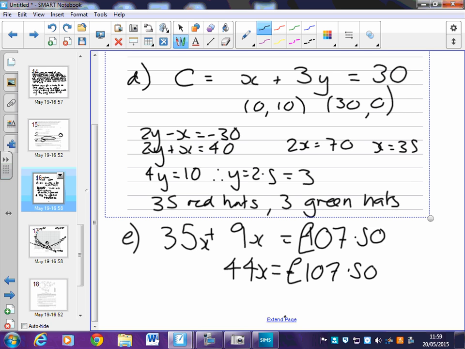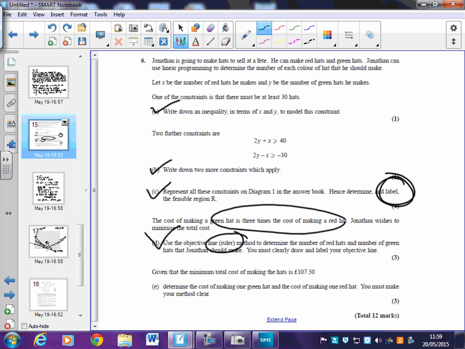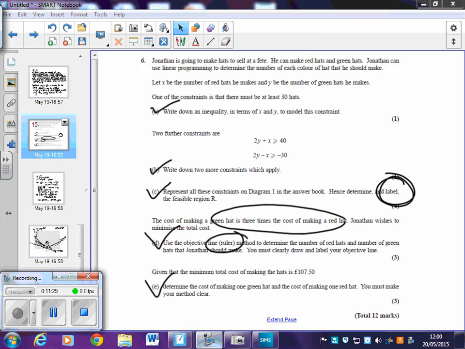£107.50 divided by 44 gives me £2.44. We know that the green hats are 3 times as much as that, so times that by 3 to get a green hat, and that is £7.33, and that's just done on a calculator. So red and green. Go back to the question. There we go, and that is that question finished.